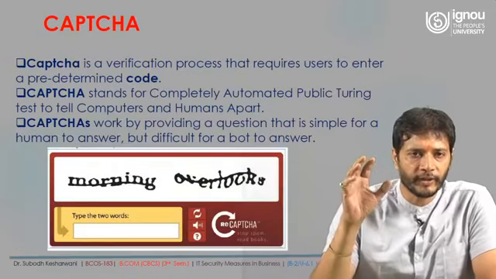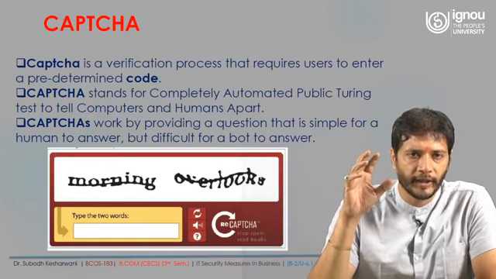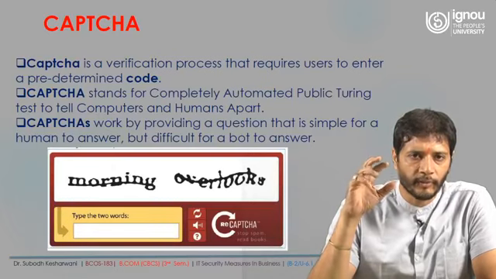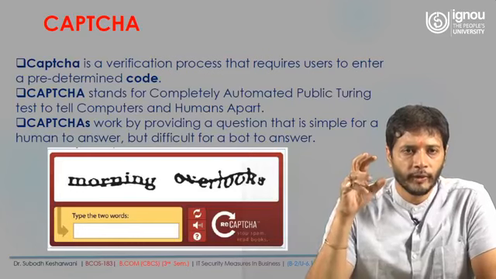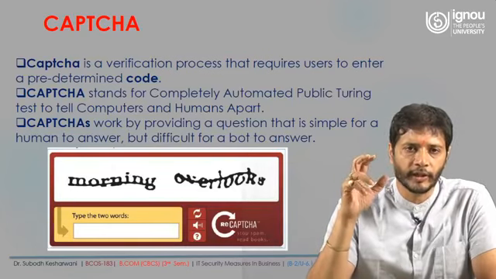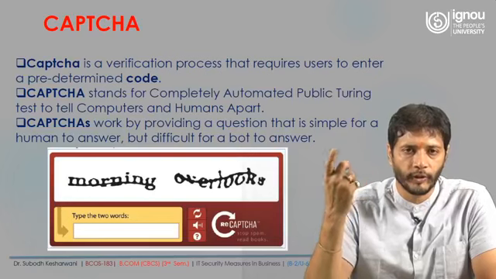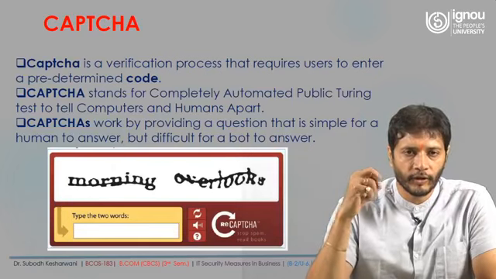Now the Captcha code is there. Captcha code is a verification process that requires users to enter a predetermined code, and Captcha stands for Completely Automated Public Turing test to tell Computers and Humans Apart. Captcha works by providing a question that is simple for a human to answer but difficult for a bot to answer. Bot means robot, because robots are not going to do that.